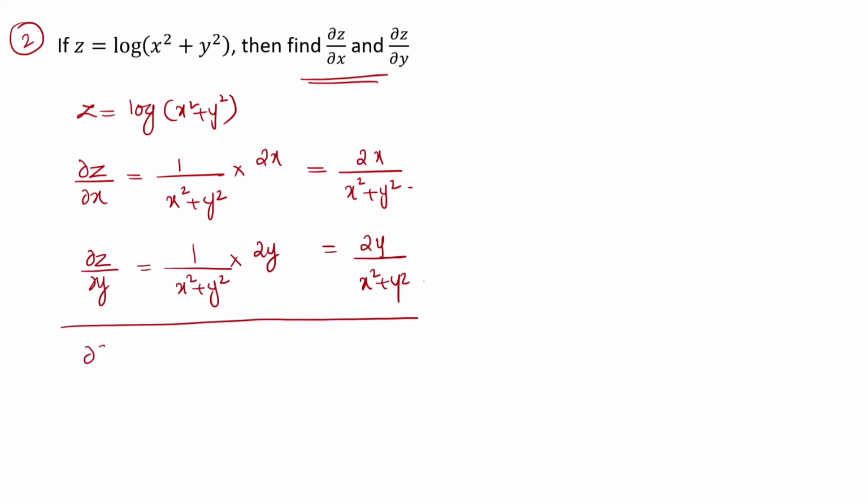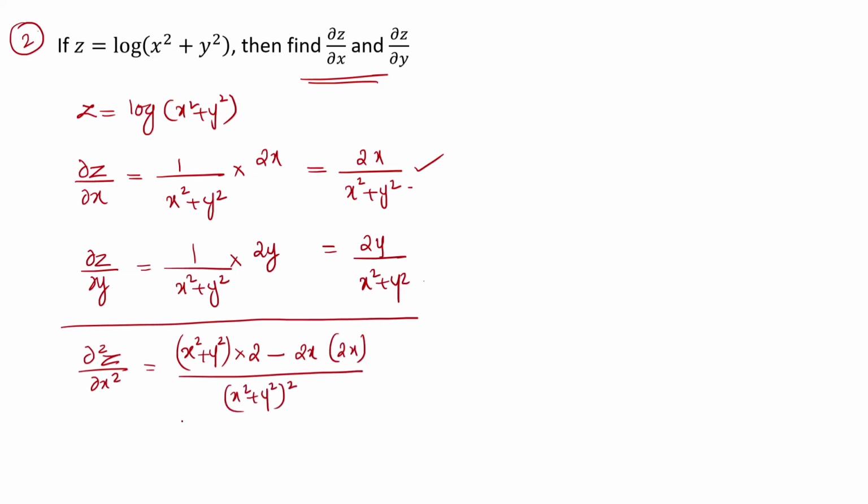What is dou square z by dou x square? This is equal to derivative of this function with respect to x. Again we will use the quotient rule. X square plus y square into derivative of numerator, which is 2, minus numerator into derivative of denominator, which is 2x, divided by x square plus y square the whole square. Now we will simplify this to 2x square plus 2y square minus 4x square divided by x square plus y square the whole square, isn't it?